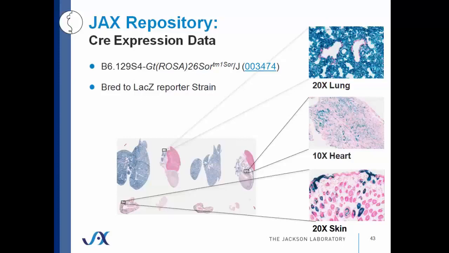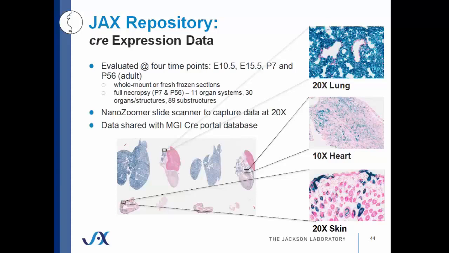Here again, using the LacZ reporter, you can see Cre expression in this strain in the lung, the heart, the skin. As you can see here, we collect Cre expression data from 4 different time points: embryonic day 10.5, embryonic day 15.5, as well as P7 and then P56 mice, which would be like an 8-week-old adult mouse. We do full necropsies, and we collect about 30 different organs and structures, and then you can use that NanoZoomer slide scanner to look at that data up to 20-fold.